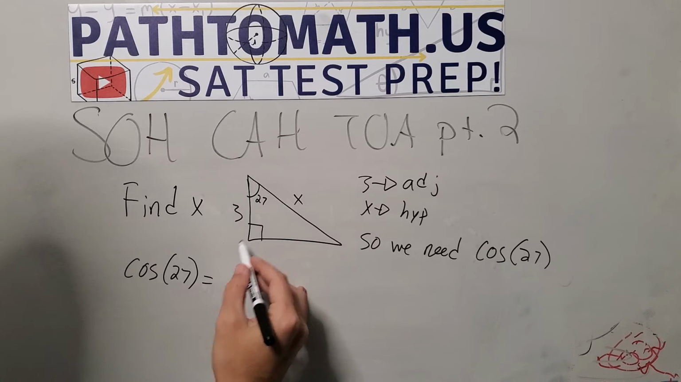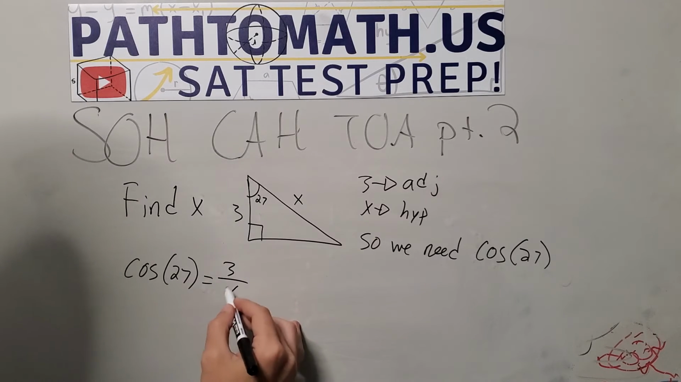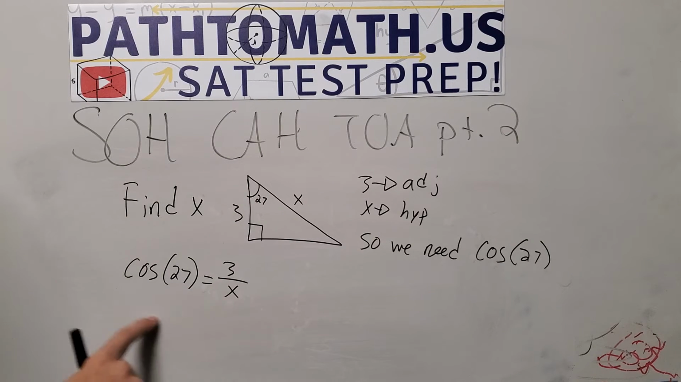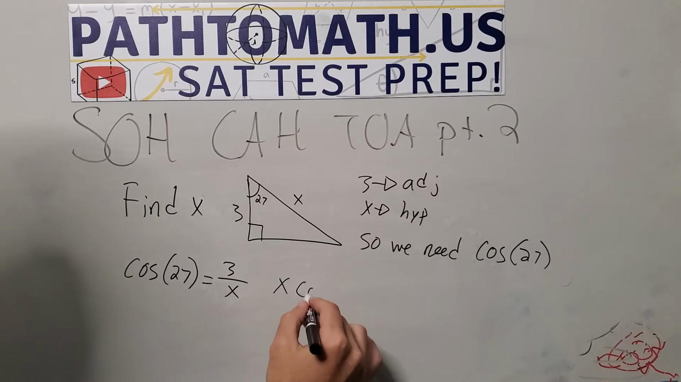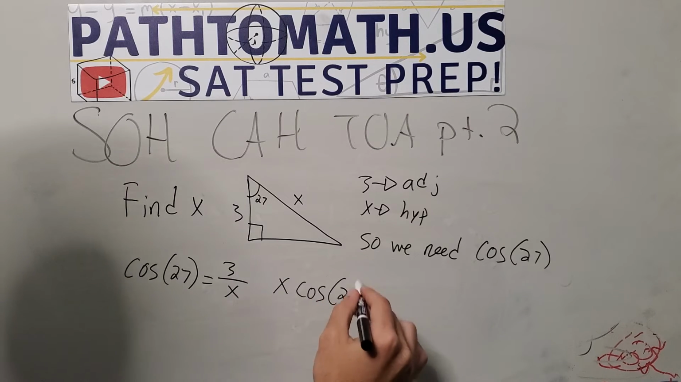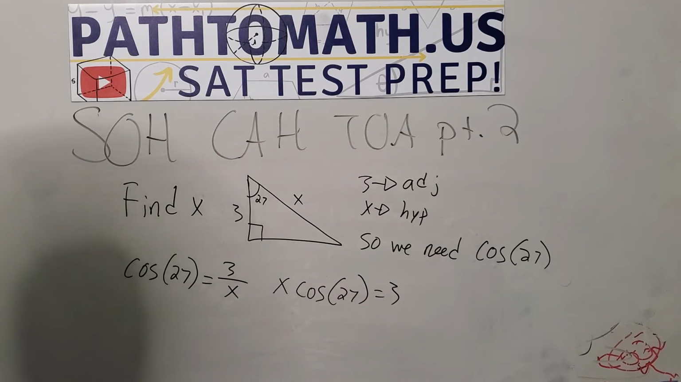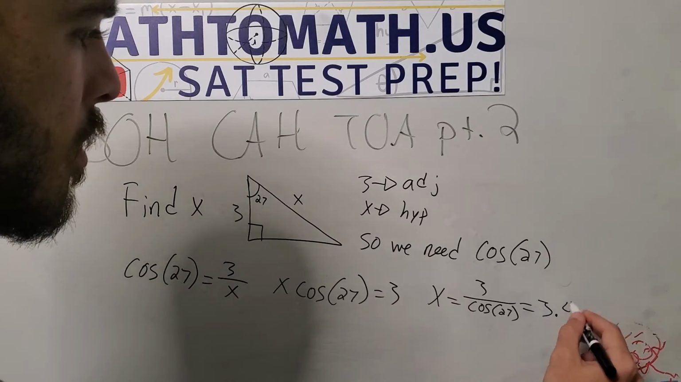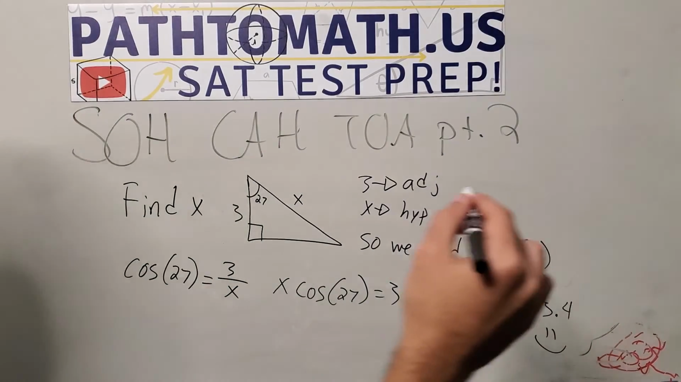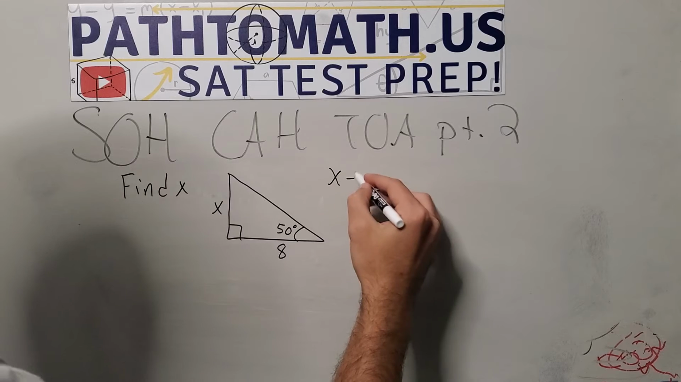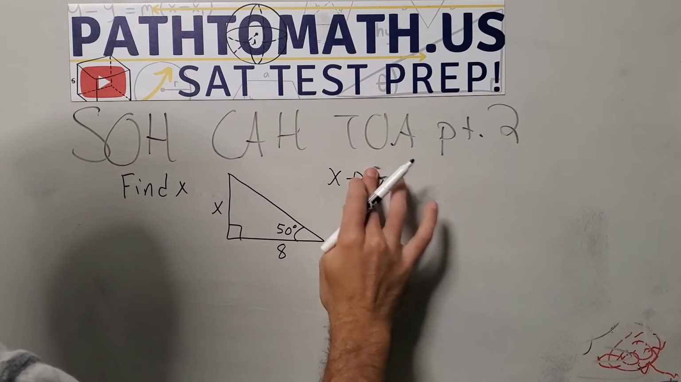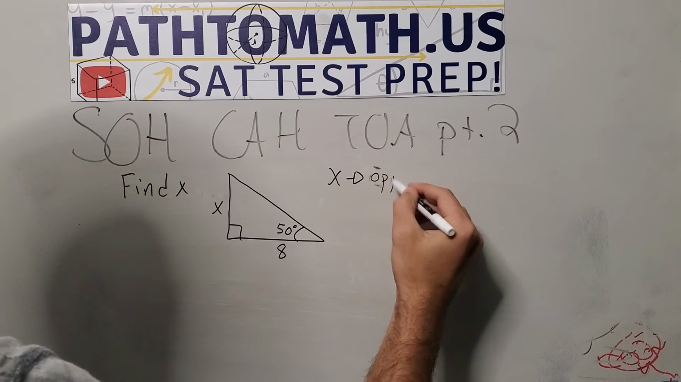A similar situation here, we could just multiply that x to the other side of the equation, and then we want to divide both sides by the cosine of 27. Once you have that set up, you can plug that in your calculator. 3 divided by cosine of 27. Once you hit enter, you'll get 3.4, which means that the hypotenuse is 3.4 units long.